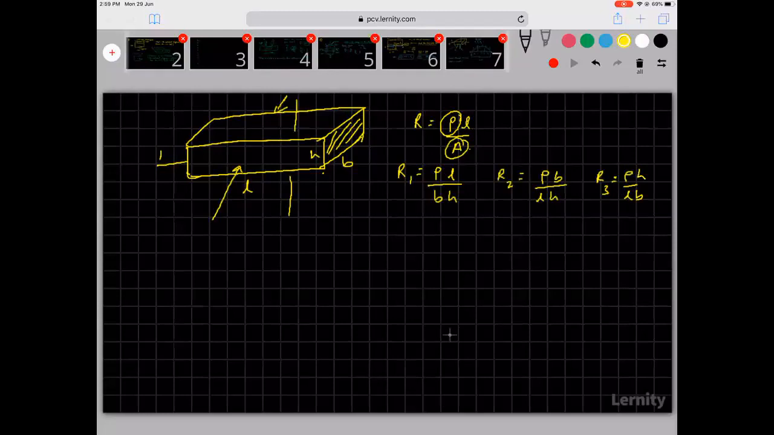So I asked you for the ratio. So it becomes L by BH is to B by LH is to H by LB. If you multiply this with L, this becomes L squared. If you multiply this with B, that becomes B squared H squared. So now these will get cancelled and the answer is L square is to B square is to H square. So that will be the ratio of R1 is to R2 is to R3.